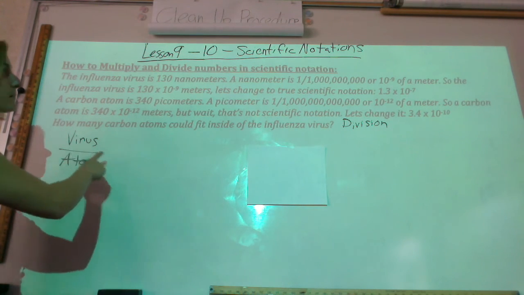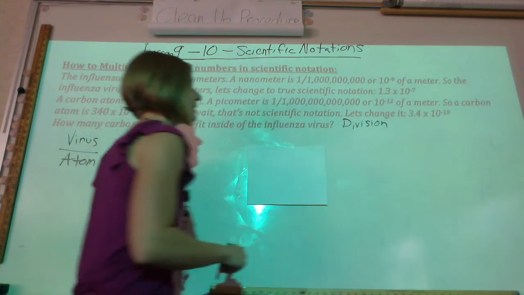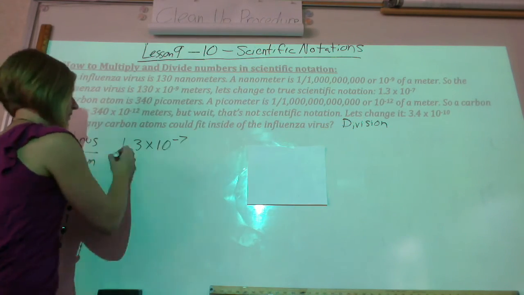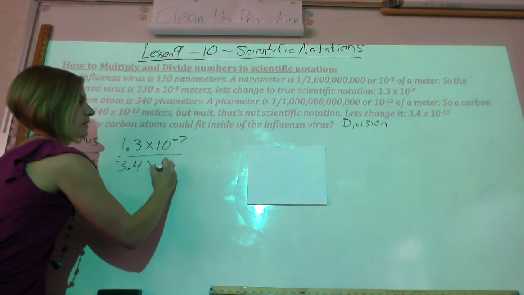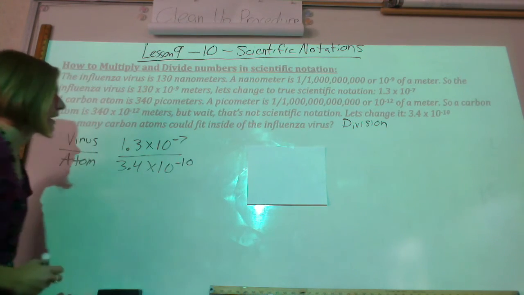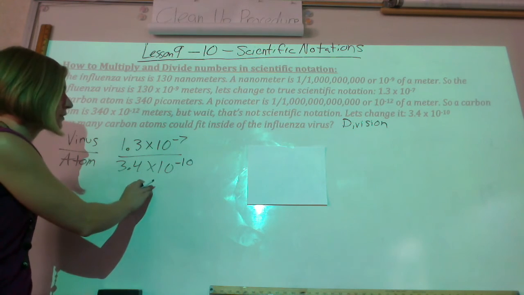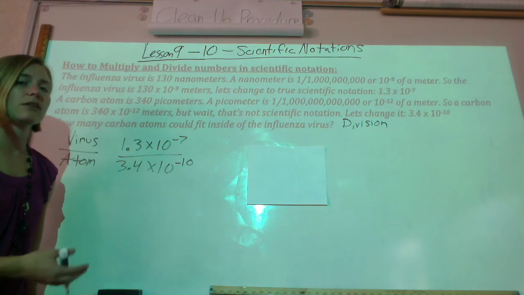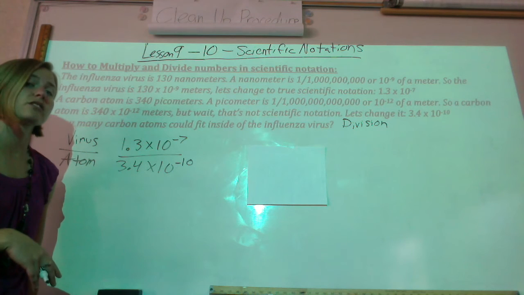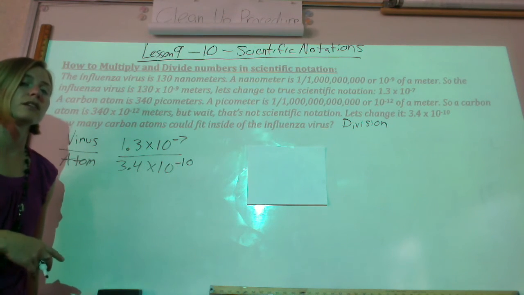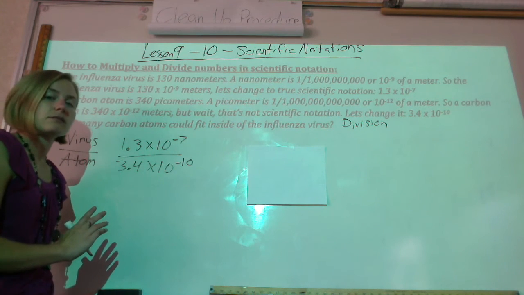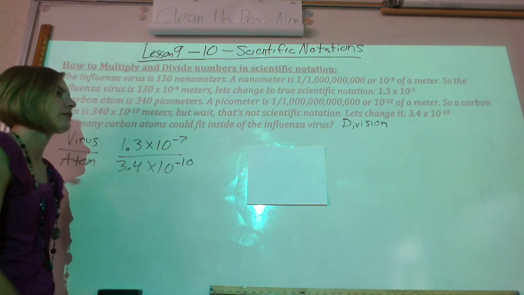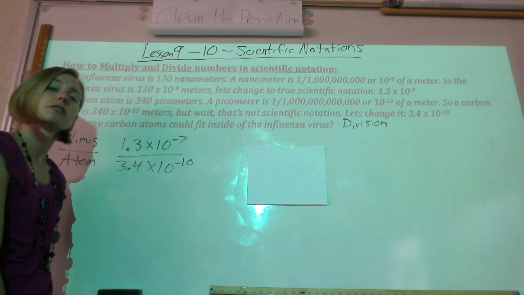So the virus was 1.3 times 10 to the negative 7. So let's write that down. The atom, the carbon atom, was 3.4 times 10 to the negative 10. One of the nice things about starting in scientific notation is a lot of times the end result is pretty close to scientific notation, like you might need to move it 1 or 2 decimals, but it makes your job easier. Let's separate these. Right now you're looking at this, you're like, I don't even know what to do with this. So let's separate them.